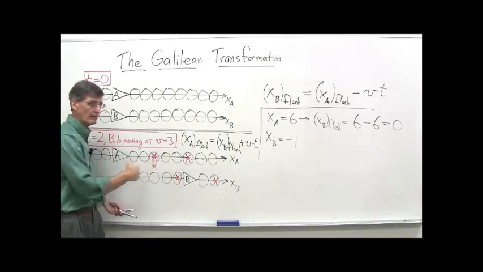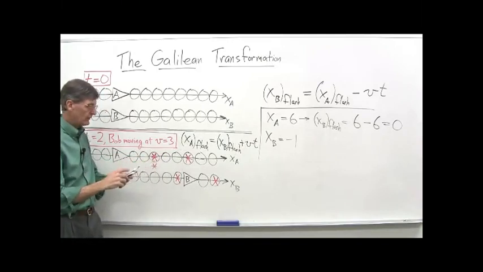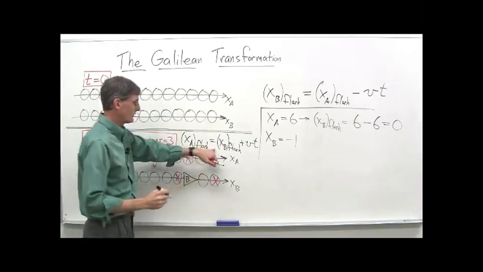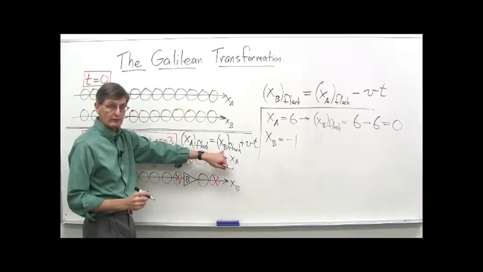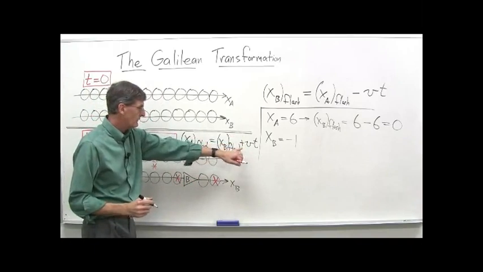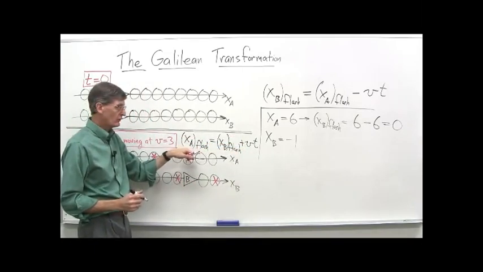1, 2, 3, 4, 5. So that's the answer we're looking for here. Let's see if it actually works. So here's the equation this time. We're given Bob's coordinate, and we're going to add VT, and that should give us Alice's coordinate.